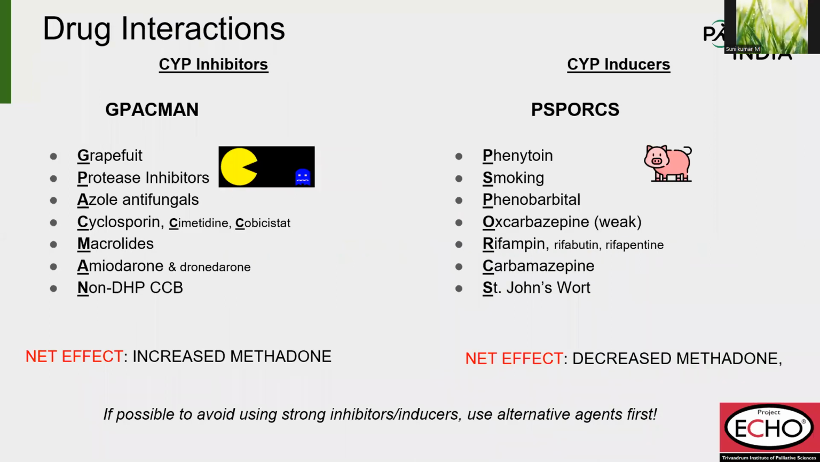I told you that methadone is metabolized mainly in the liver, and due to that, there can be many interactions. There are many medications which can increase or decrease the level of methadone. Medicines which inhibit the cytochrome P can cause increased blood levels of methadone. So these are protease inhibitors. What are protease inhibitors? Can anybody tell me?